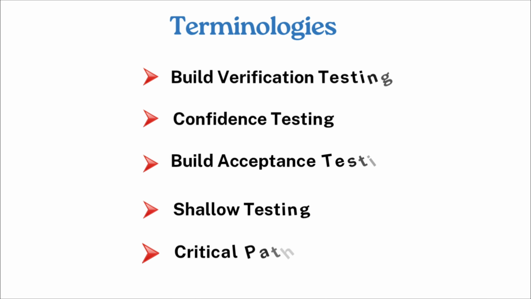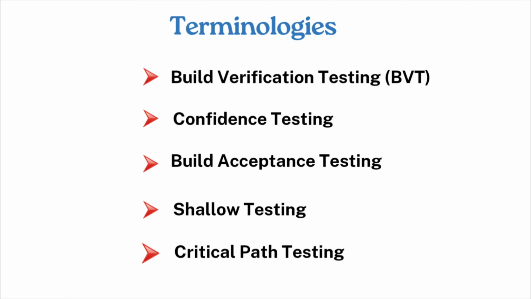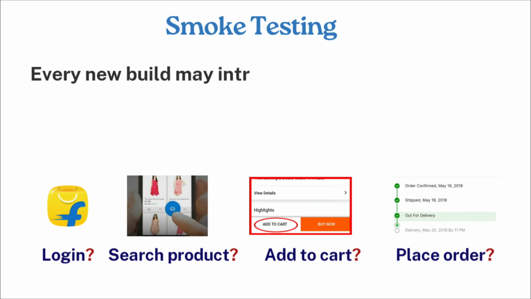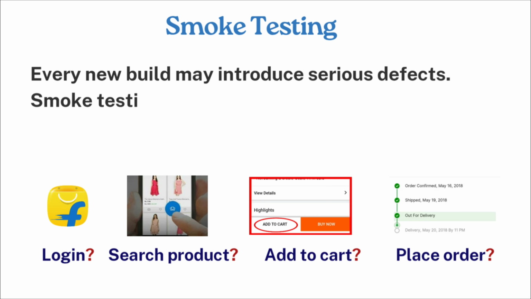Smoke testing is also known as build verification testing, BVT, confidence testing, build acceptance testing, shallow testing, critical path testing. Every new build may introduce serious defects. Smoke testing helps us decide whether the build is testable or rejectable.